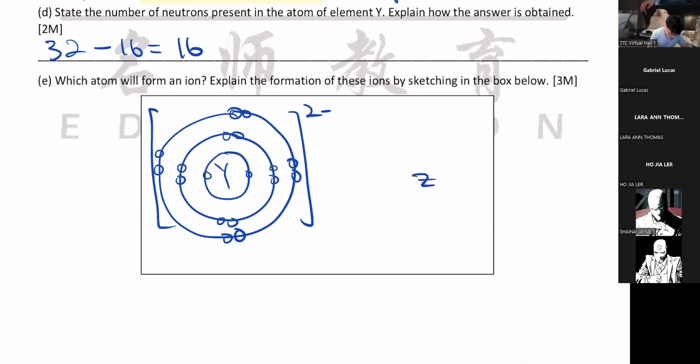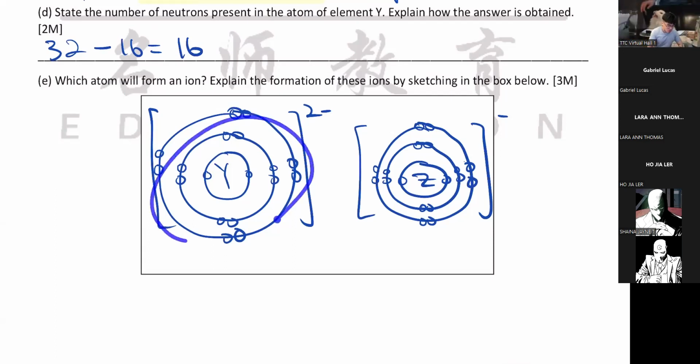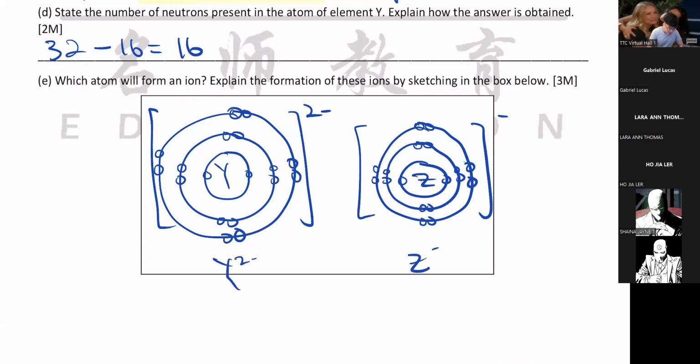Whereas Z, almost the same thing. They have 2, 8, 7. So this is Z. Are they happy? No. Z has 1 more spot here. So Z will go and take 1 more electron from another person. So they will become negative. 1 negative in fact, but we don't write 1 in chemistry, we just write negative, just like we say H2O, we don't say H2O1. So these 2 will become ions. So you become Y2 minus and Z minus.